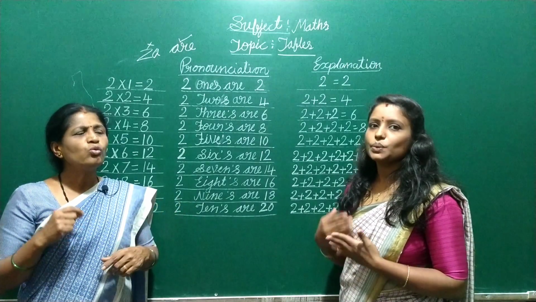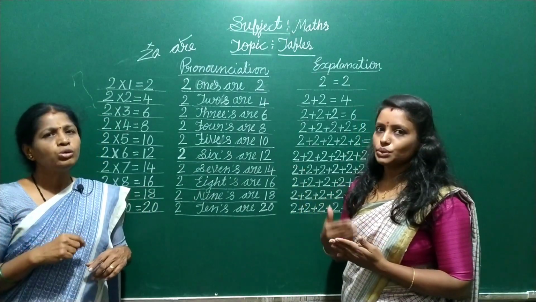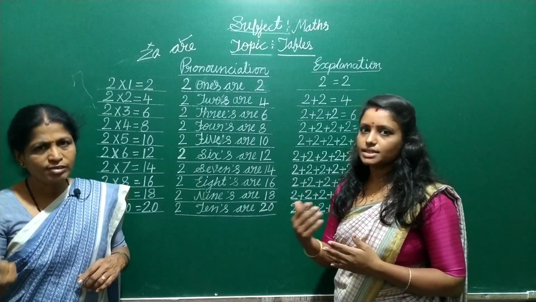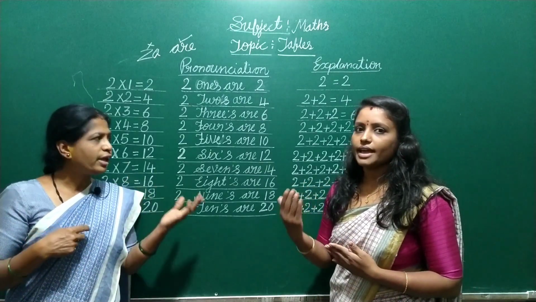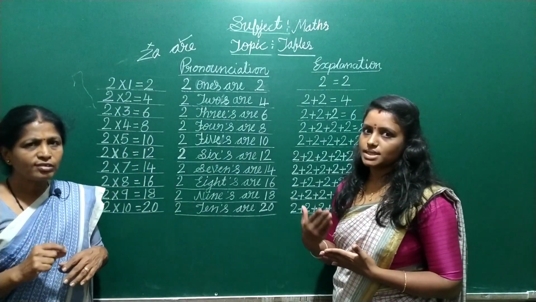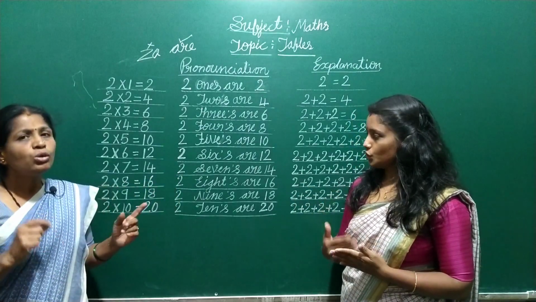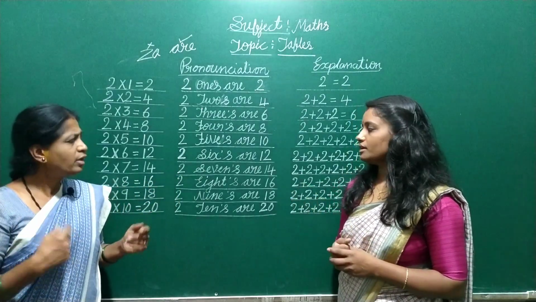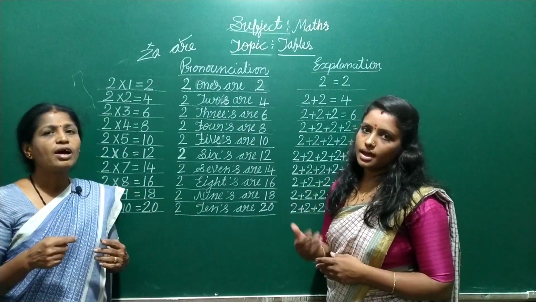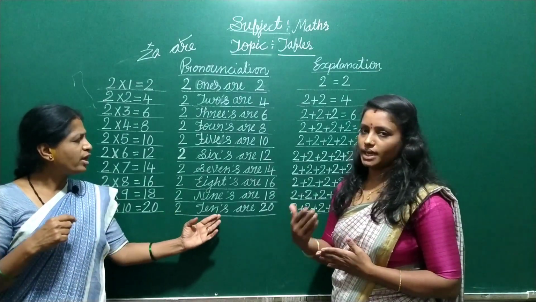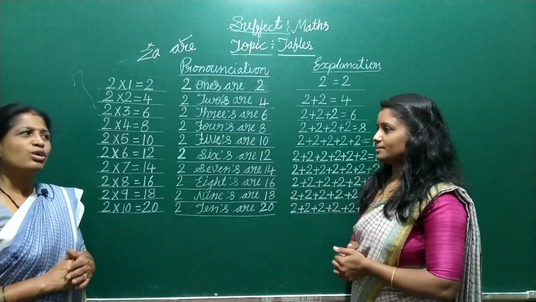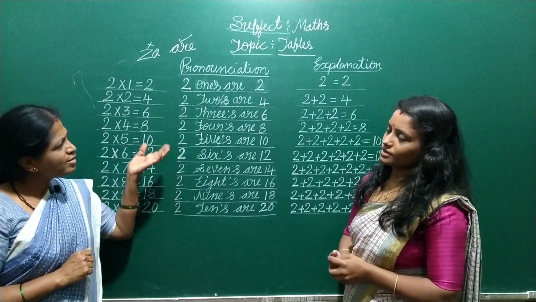Okay, ma'am. Say 2 ones are 2. 2 twos are 4. 2 threes are 6. 2 fours are 8. 2 fives are 10. 2 sixes are 12. 2 sevens are 14. 2 eights are 16. 2 nines are 18. 2 tens are 20. Rupa, you have to learn the tables by heart.